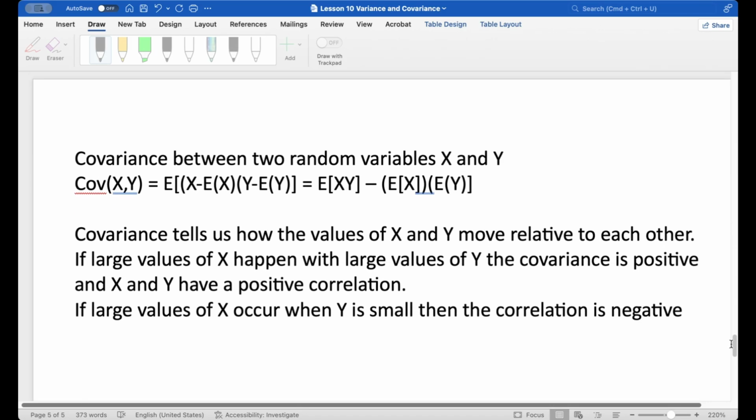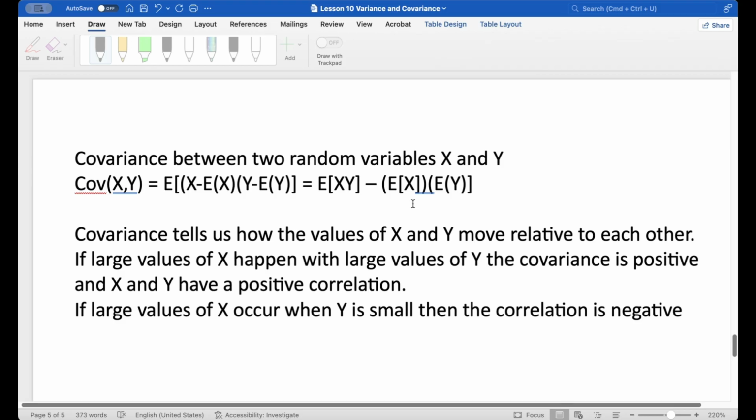All right, covariance between two random variables x and y. The covariance of x and y is the expected value of x minus E of x times y minus E of y. And we have a calculational formula, expected value of the product xy minus the product of the expected values, E of x times E of y.